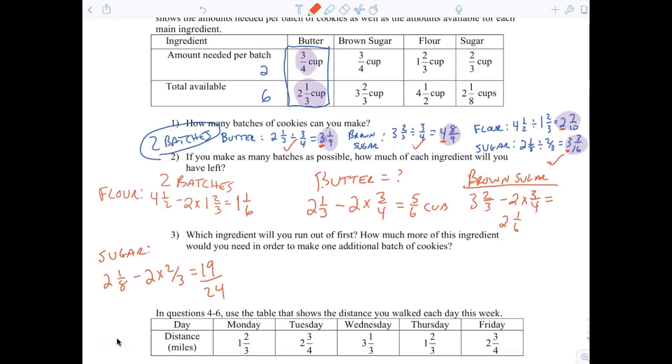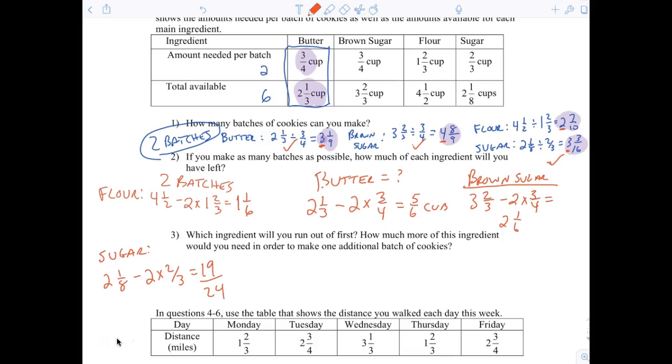I want to make 3 batches. Let's say I want to make 3 batches of cookies. How much flour would I need altogether if I needed 3 batches? How much flour? Tell me.